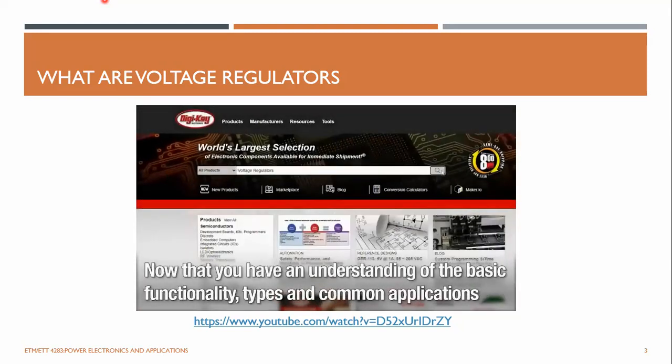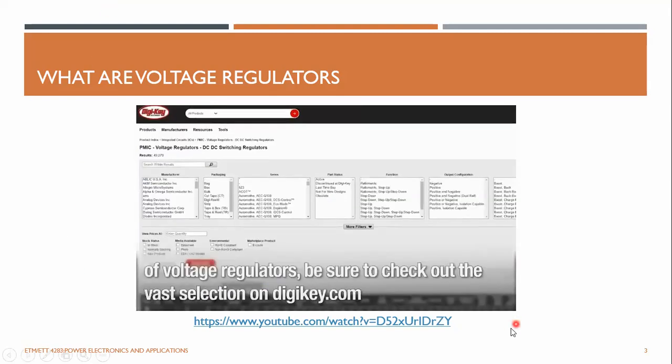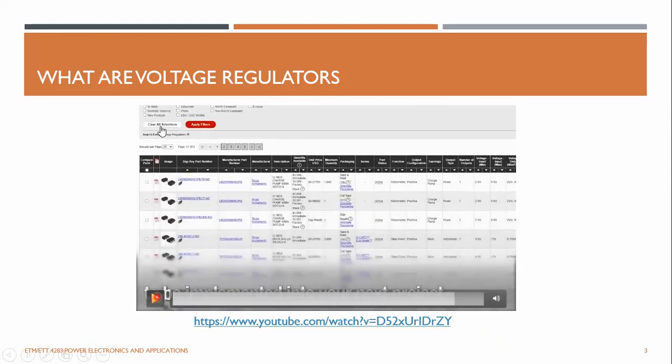Now that you have an understanding of the basic functionality, types, and common applications of voltage regulators, be sure to check out the vast selection on digikey.com.